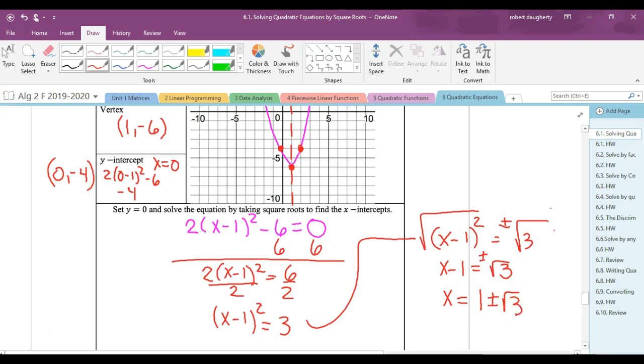It's not nice, lovely numbers like 2 and 4, okay? So I've got to figure out, the square root of 3 is about 1.7. So if x equals 1 plus the square root of 3, that's approximately equal to, I think, 2.7. If x is equal to 1 minus the square root of 3, that's 1 minus 1.7, which is about negative 0.7.